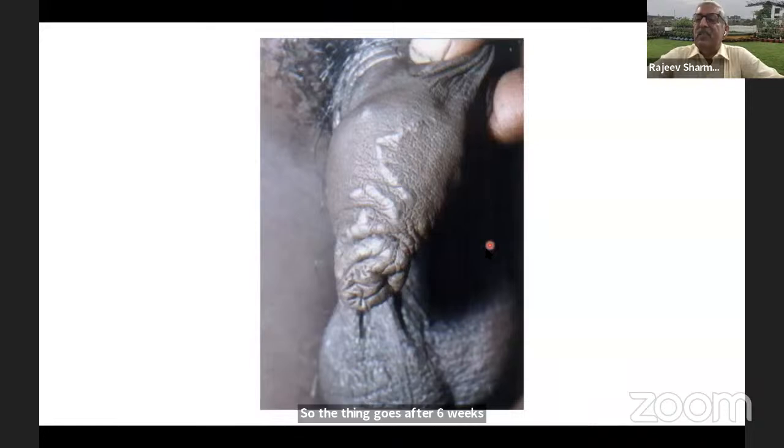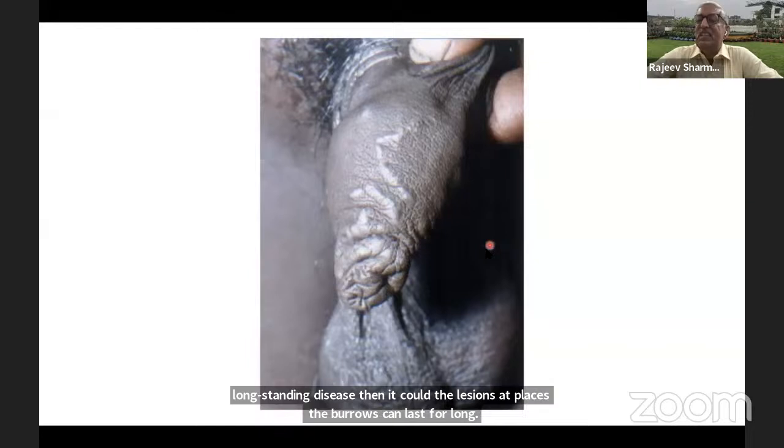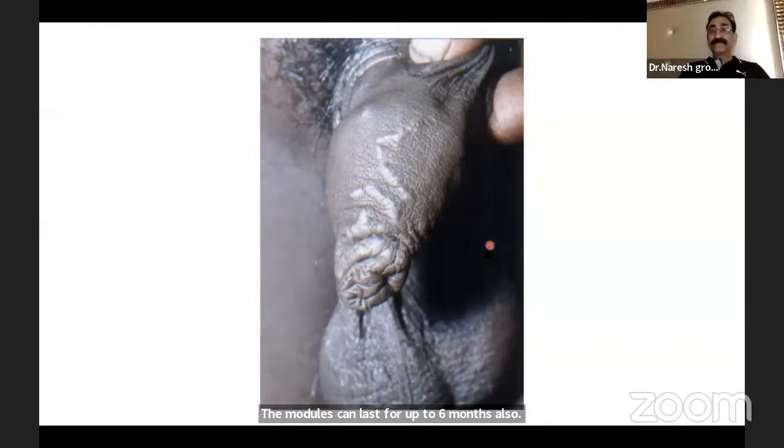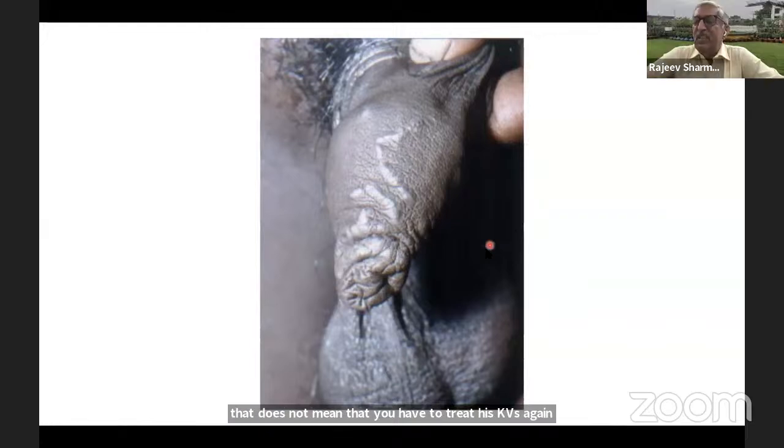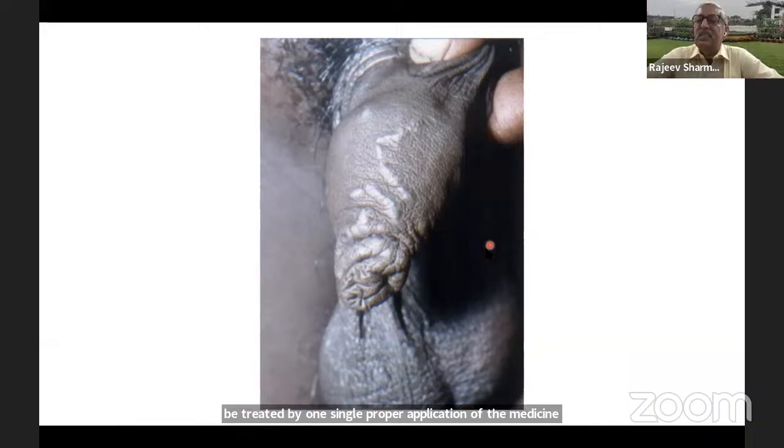If they are long-standing disease, then the lesions at places, the burrows can last for long. The nodules can last for up to 6 months also. Okay, that's nice. So that does not mean that you have to treat scabies again. Is there any role of applying it again after 7 days? Sir, there is a role. There are studies which have shown that more than 90 or 95% of the patients can be treated by one single proper application of the medicine. But yes, you can reapply, but not before 10 days. Okay, 10 days. And sir, one more question is?